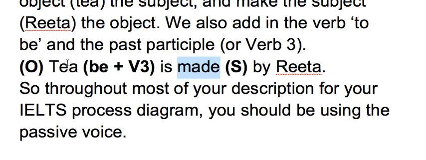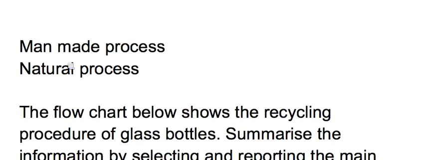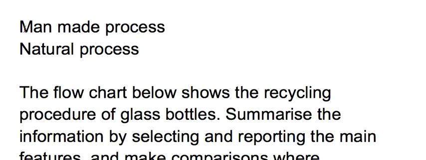So throughout most of your description for your IELTS process diagram, you should be using the passive voice. But only in the man-made process do you use the passive voice. In the natural process, you do not use the passive voice. Natural process, for example, in the water cycle, water evaporates. So you can't write sea water is evaporated by the sun.